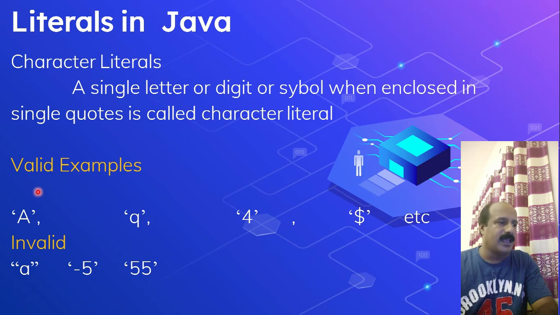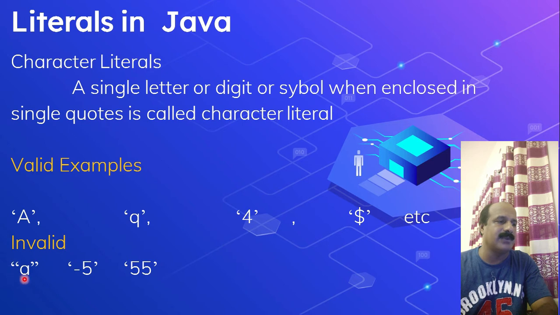Letter A in single quote, it's valid. Letter Q in single quote, valid. 4 in single quotes, valid. Special symbol dollar in single quote, valid. So any one character, it can be a letter, it can be a digit, it can be special symbols. But one character in single quotes qualifies for character literal.